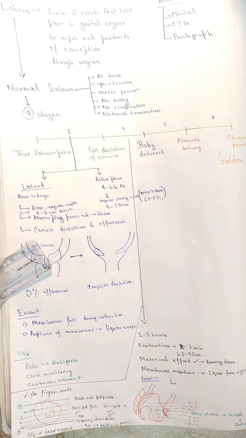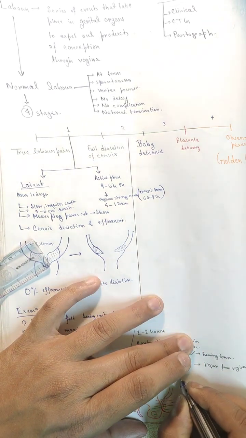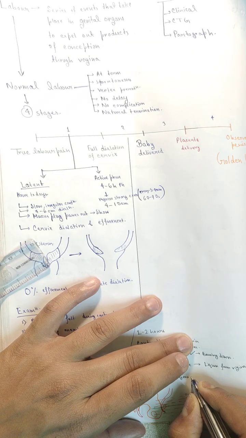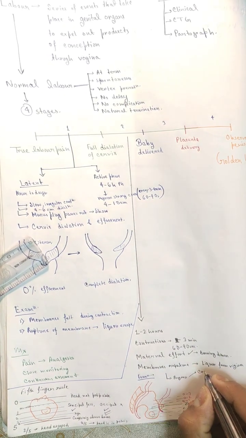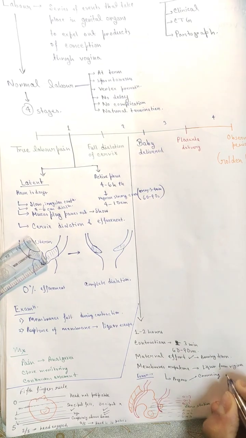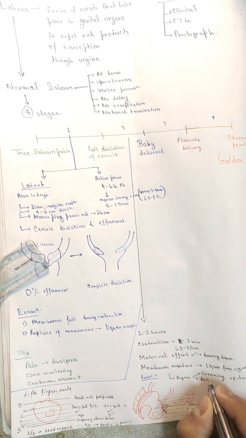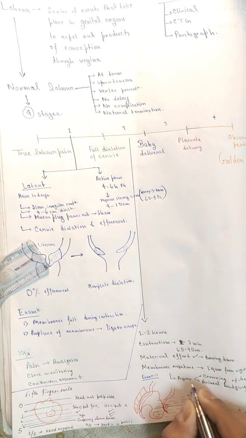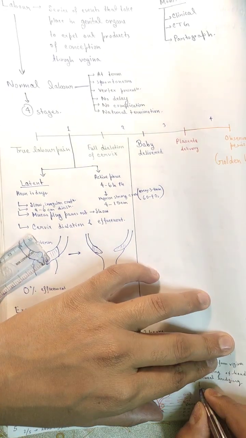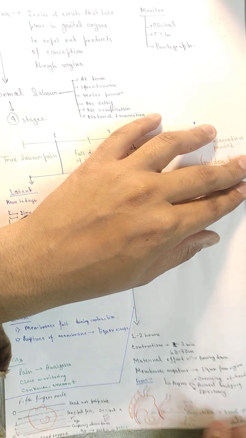We have the delivery. Progress is seen as crowning of head, perineal bulging is done, and episiotomy can be performed, may need to perform.